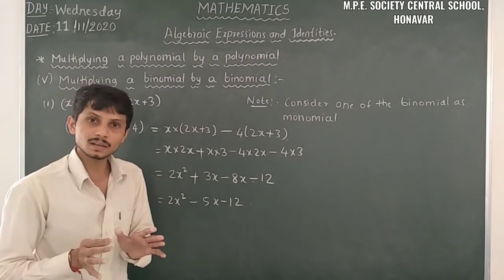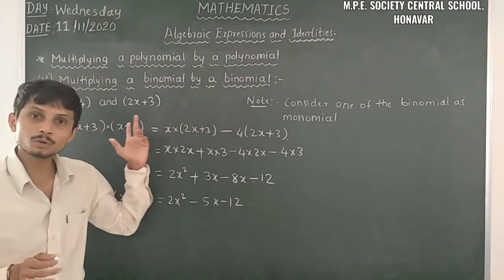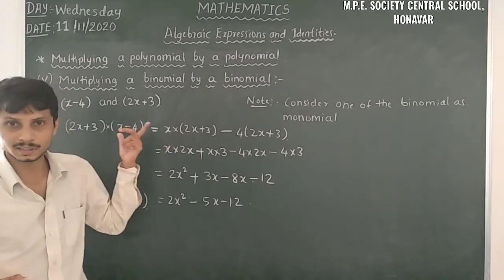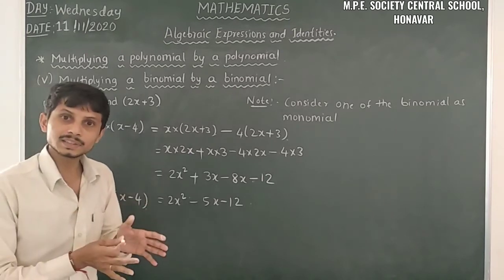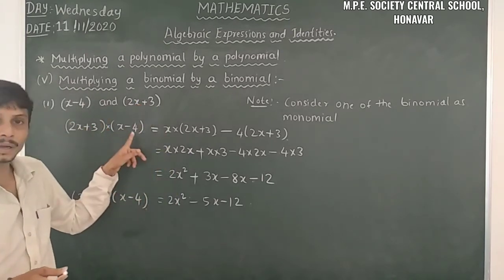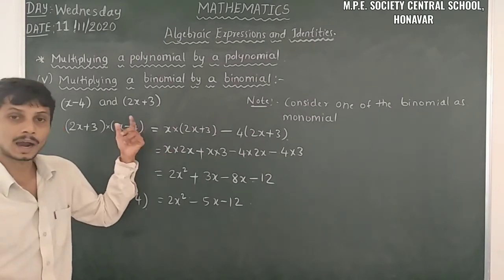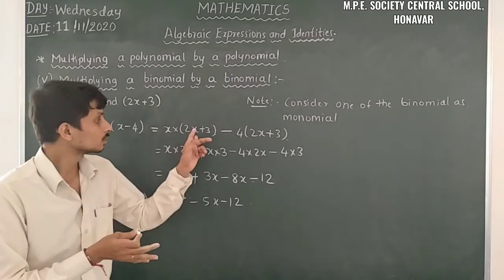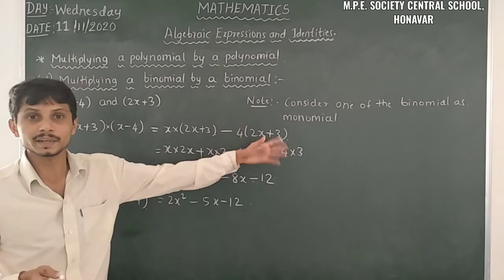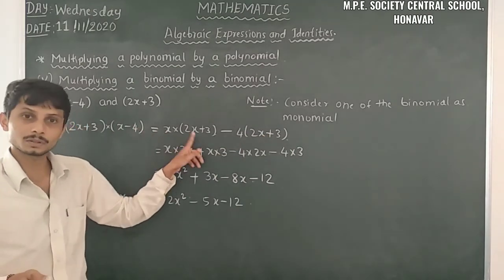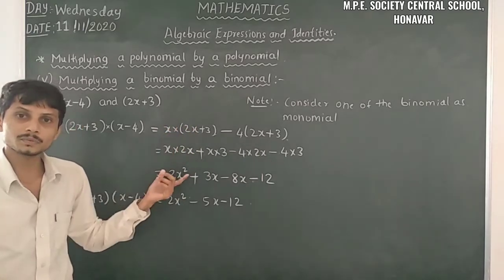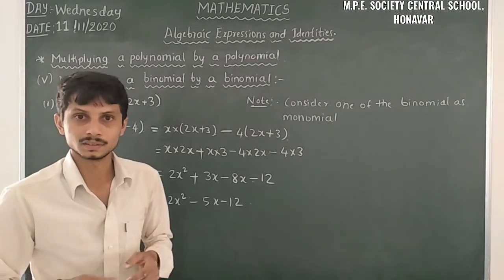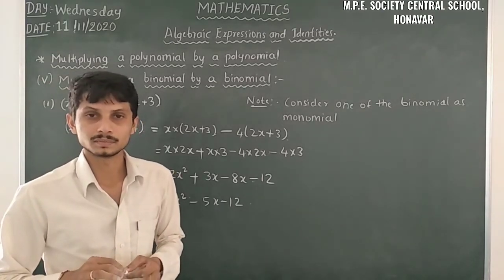So that means here we have two binomials, and we have to multiply two binomials. Initially one of the binomials is considered as a monomial, so we consider it as a multiplication of a monomial with a binomial. After the first step, we consider that monomial as a binomial in the next step. Then we take the same steps and simplify like this. I hope you understood this.